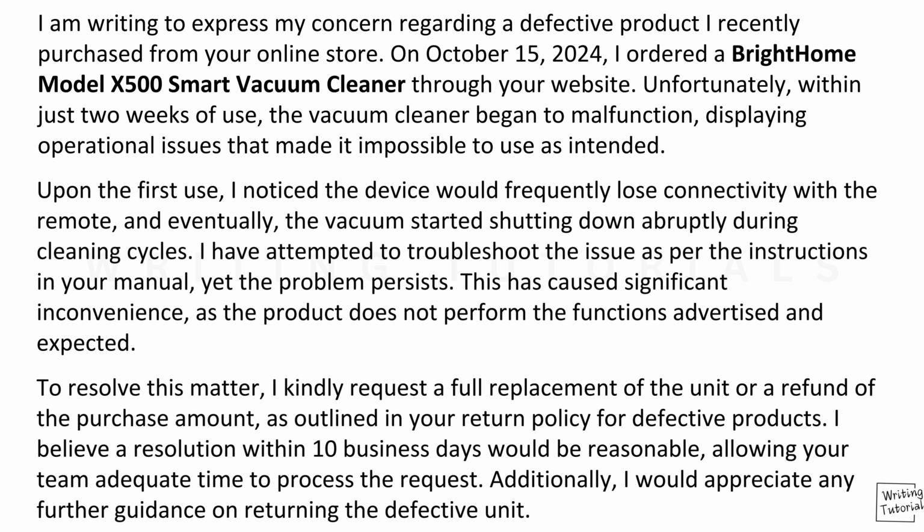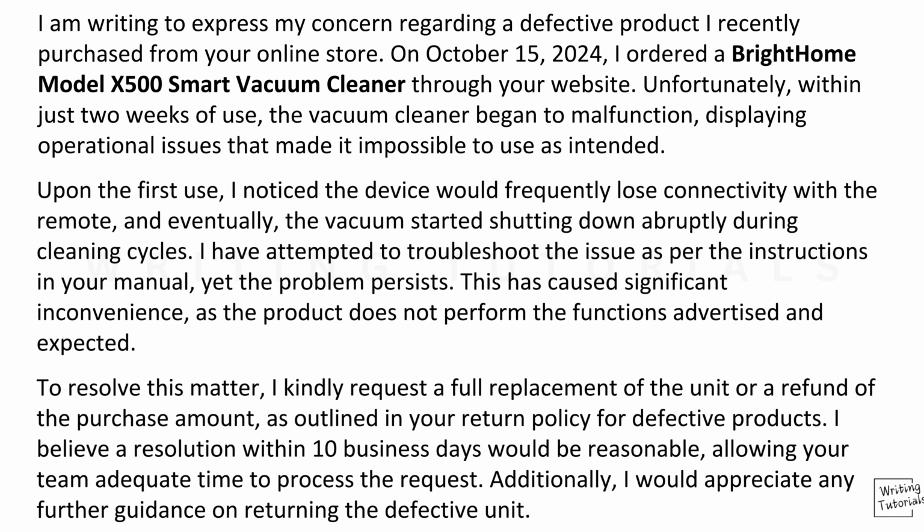Including a timeline like this is helpful because it sets an expectation for when you'd like the issue resolved. Make sure to choose a reasonable time frame, as this shows respect for their processes. 10 business days, like Jennifer suggests here, is often a fair and professional request.